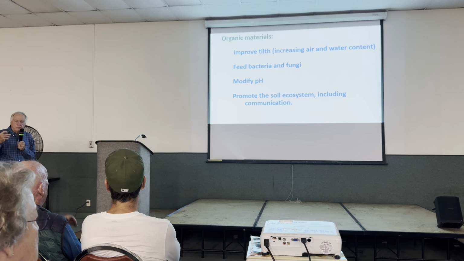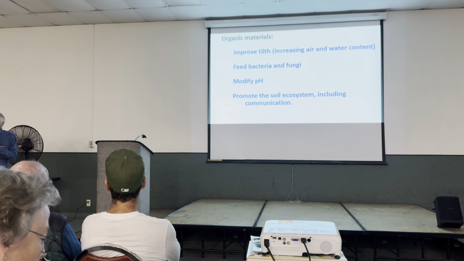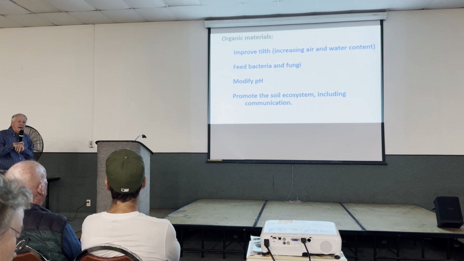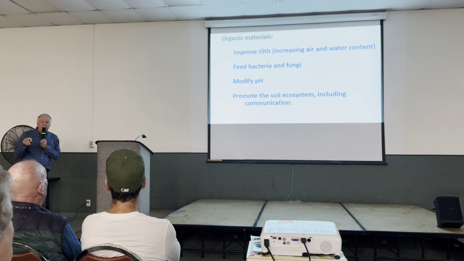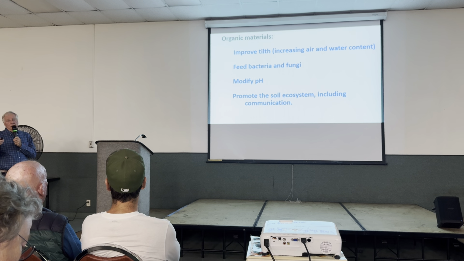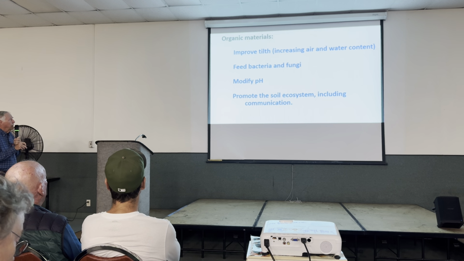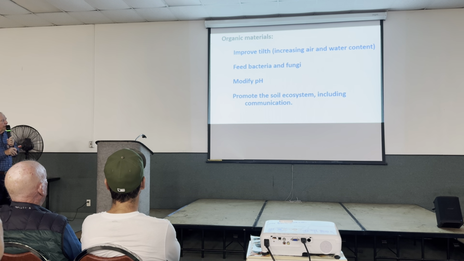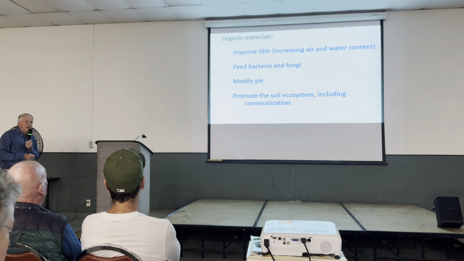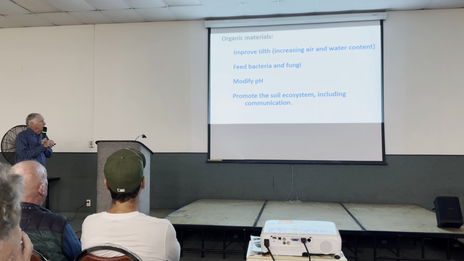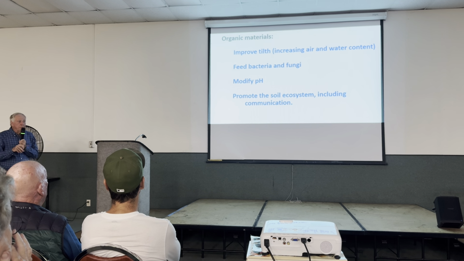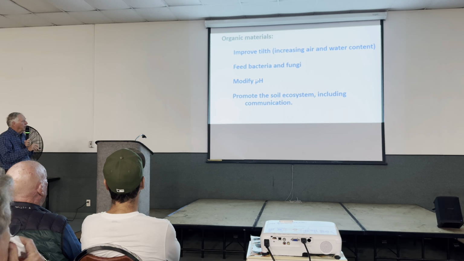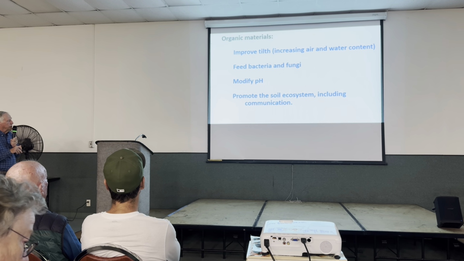You need to think about providing organic material in the soil as a way of feeding the bacteria and fungi. We've talked about how the bacteria and fungi are so important for the plant's survival, but they need feeding as well. And so that's another thing that organic matter does. It can modify the pH. The pH is the acidity of the soil, and organic matter tends to make the soil neither terribly acid nor terribly alkaline. It tends to keep it in the middle where the plants require it.